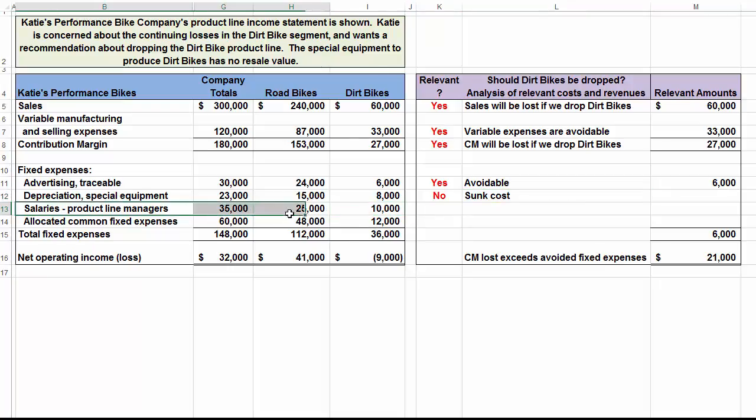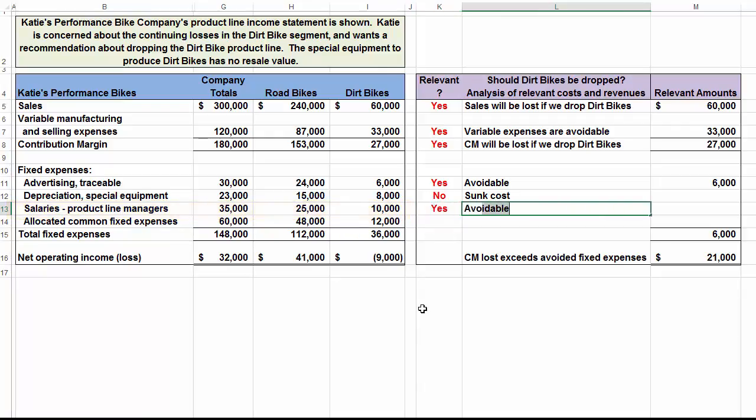What about the salaries of these product line managers? Are they traceable to the product line? Well, yes. If we get rid of the dirt bike product line, we'll get rid of or avoid $10,000 worth of product line management salaries. So we'll say that is a relevant cost because it is avoidable.